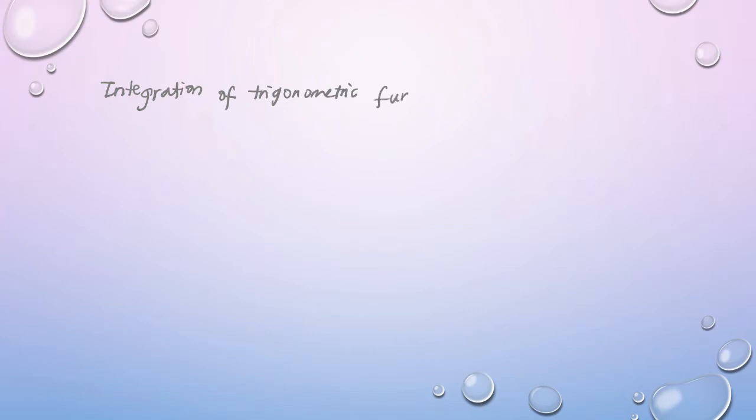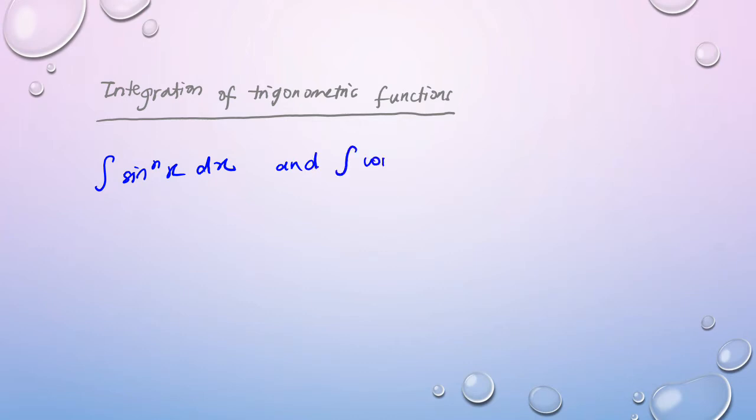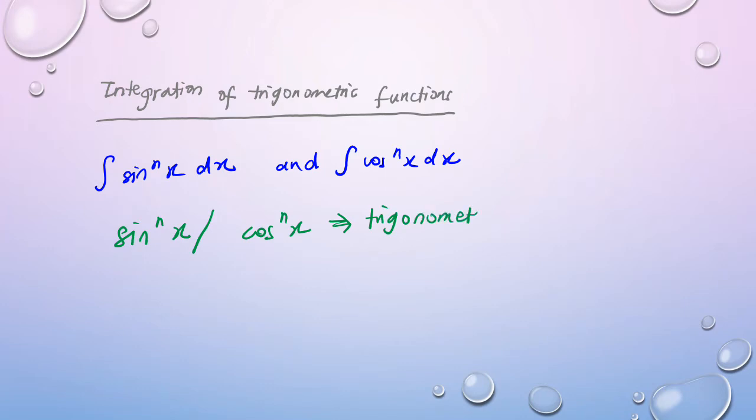But we will be exploring integrating sine x to the power of n with respect to x and cos x to the power of n with respect to x. So how do we perform integration on such trigonometric functions? We will need to first convert sine x to the power of n or cos x to the power of n into another form by using trigonometric identities.